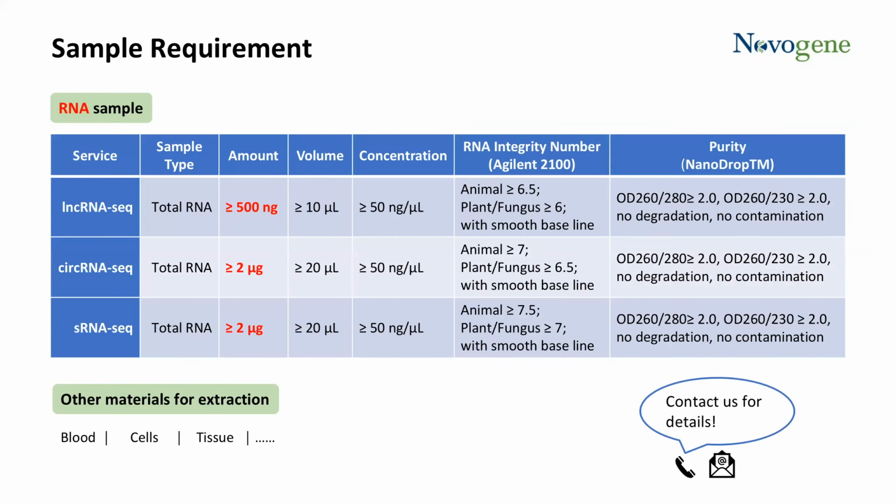So I'll get to a little specifics about non-coding RNA in terms of sample requirement. They're slightly different from messenger RNA sample requirement. The requirement for long non-coding RNA sequencing is at least a minimum of 500 nanograms. We need more for circular RNA-seq and small RNA-seq, greater than 2 micrograms. Likewise, the RIN value has to be higher for the small RNA sequencing. The materials we use include blood, cells, tissue. And as always, if your RNA does not meet this requirement, do contact us for details, and we might be able to provide you some alternatives.